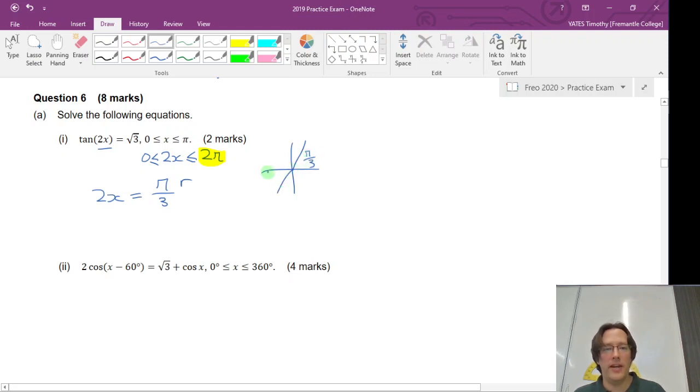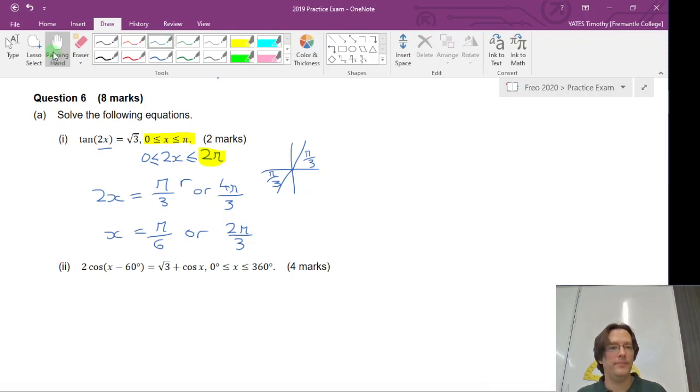Where's the other one? It's down there. This is another pi on 3, or pi plus pi on 3 is the actual angle. So it's going to be 4 pi on 3. But this is 2x is equal to these, not x. So I've got to divide these by 2. So x equals pi on 6, or divide this by 2, 2 pi on 3. And both of these should be within this range between 0 and pi, and they both are. Great. So that's all there is to that one.